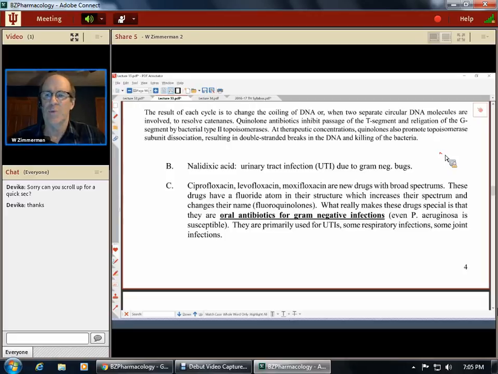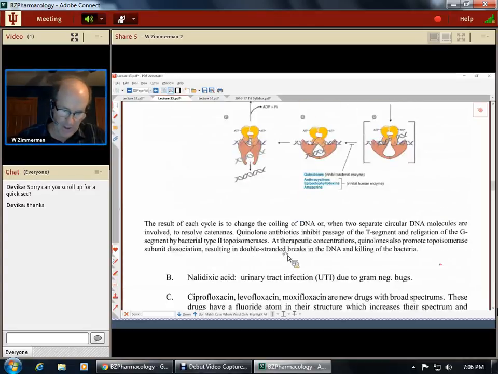So UTIs, respiratory infections, we'll talk about that more on the next page, but this was the first group of drugs we really had where we could say, wow, we can get a nasty gram-negative infection treated outside of the hospital without having to worry about nosocomial infection. So these drugs have been incredibly important for the last 20 years.